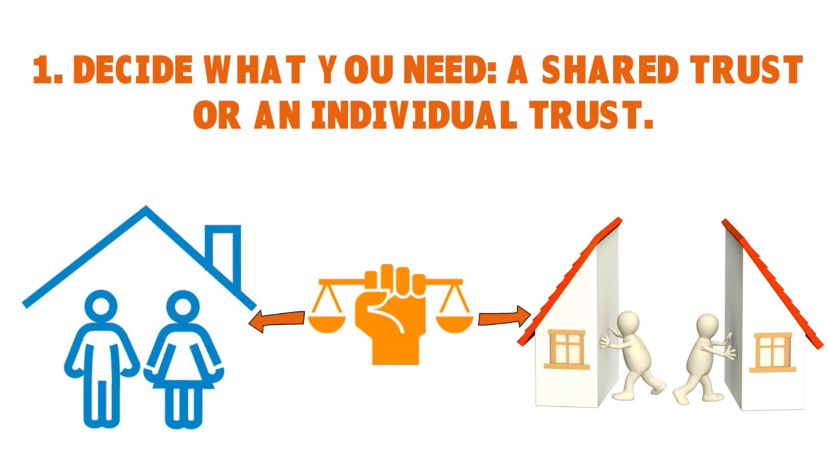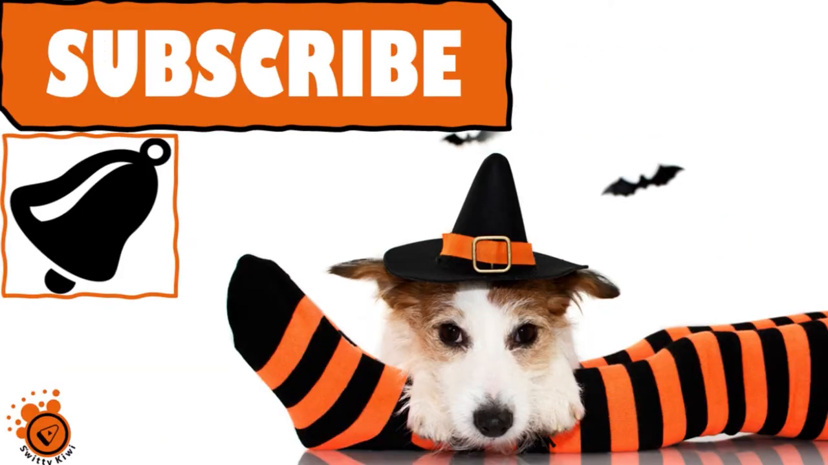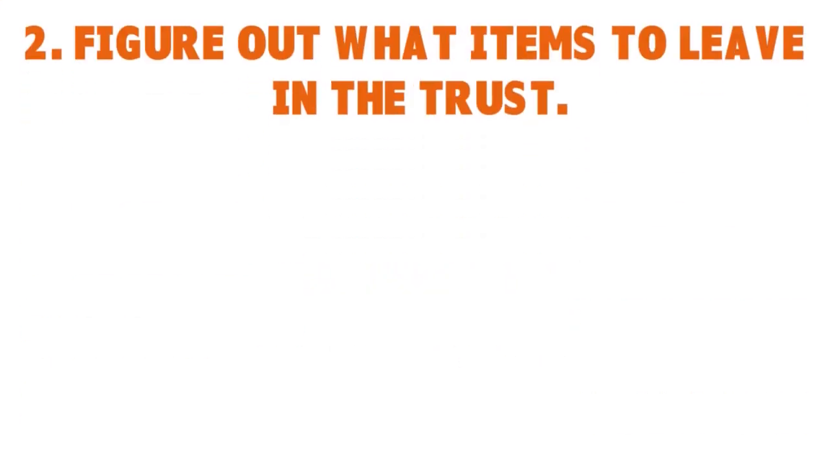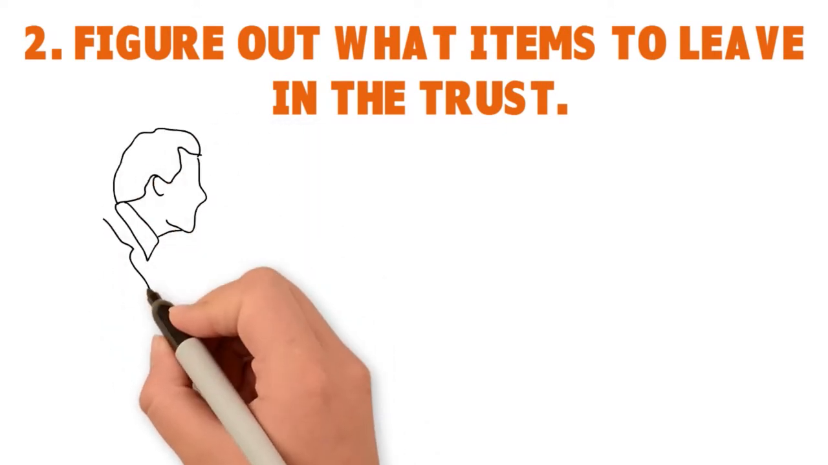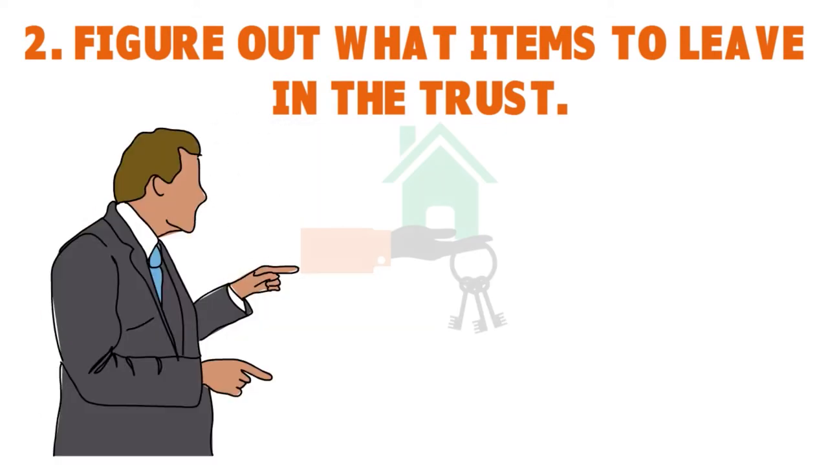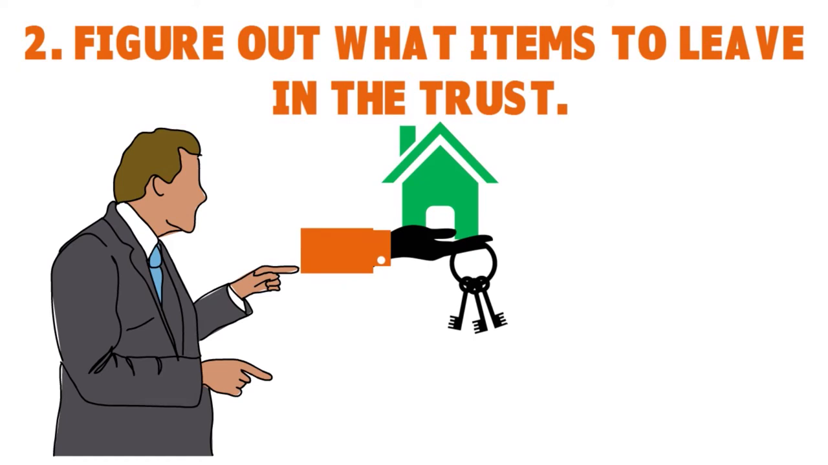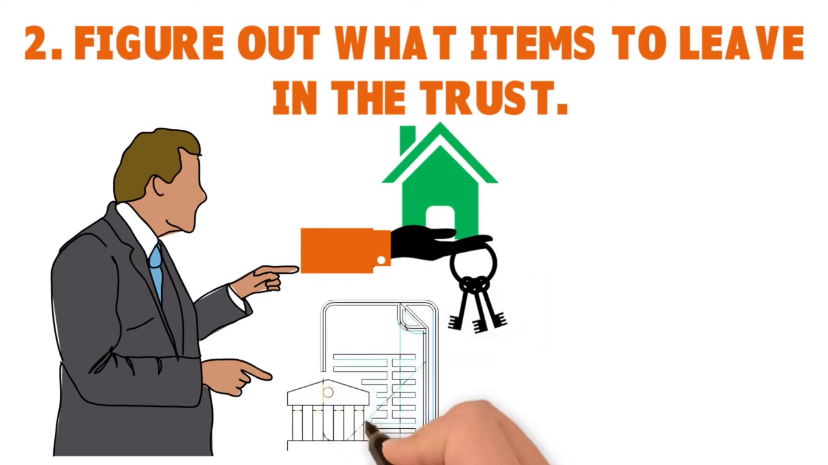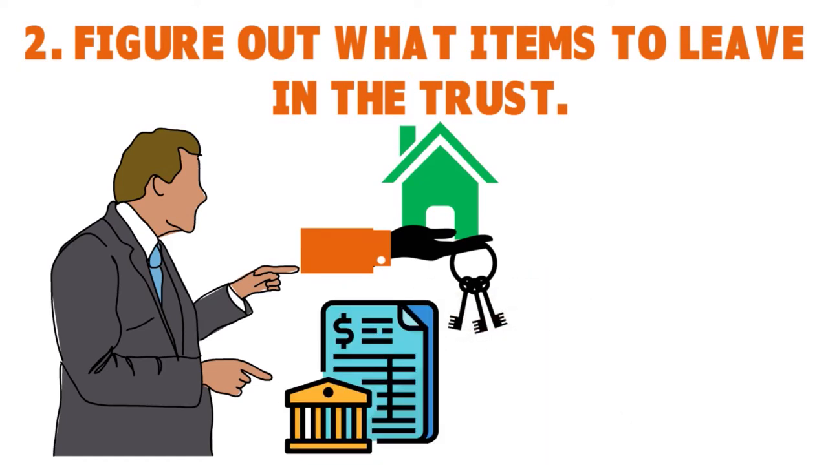After you decide whether you need a shared trust or an individual trust, you want to move on to figure out what items to leave in the trust. This is very important, folks, because we are talking here about asset allocation. A trust is a legal entity, and if you're transferring assets to the trust, you are allocating assets from one entity to the other. So for instance, you are transferring your brokerage account, your portfolio, the stocks and bonds that you own in your brokerage account into the trust.